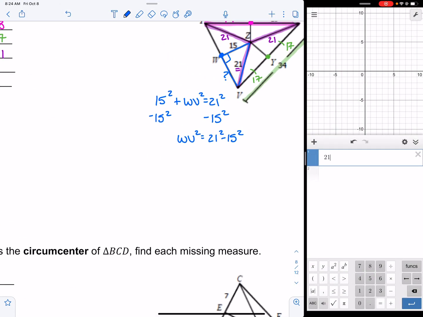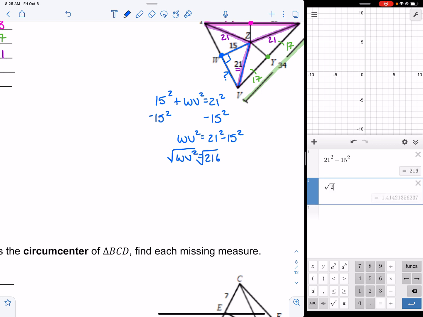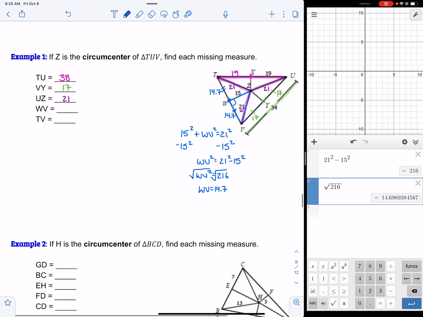So let's type in 21 squared minus 15 squared, which is 216. Let me write that correctly. So 216. Then when we take the square root of both sides, we get 14.7. So WV equals 14.7. That would give us this segment and also the one right beside it, because those would be congruent. All right, so let's put 14.7 for WV.